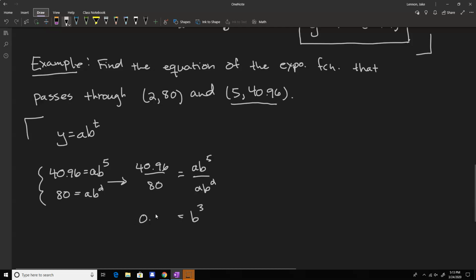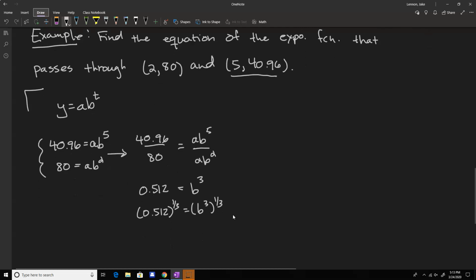On the right-hand side, 40.96 divided by 80 comes out to 0.512. So to undo b to the 3rd power, we want to raise both sides to the 1/3 power. So b to the 3rd is also raised to the 1/3 power. That works out perfectly in this case. 0.8 is our value of b. Okay, so that's one of the parameters.